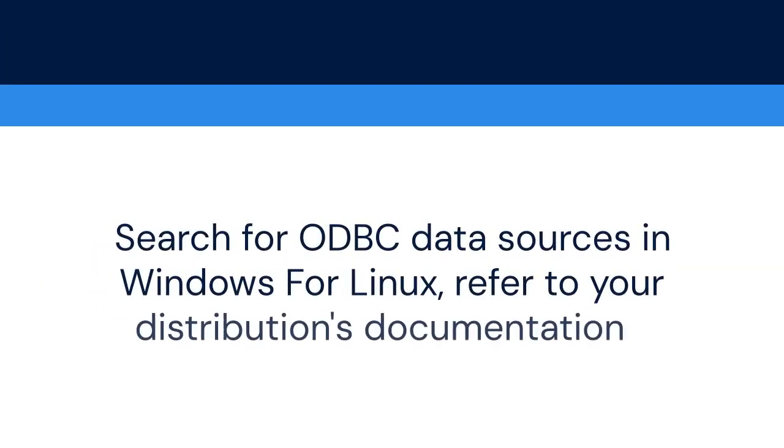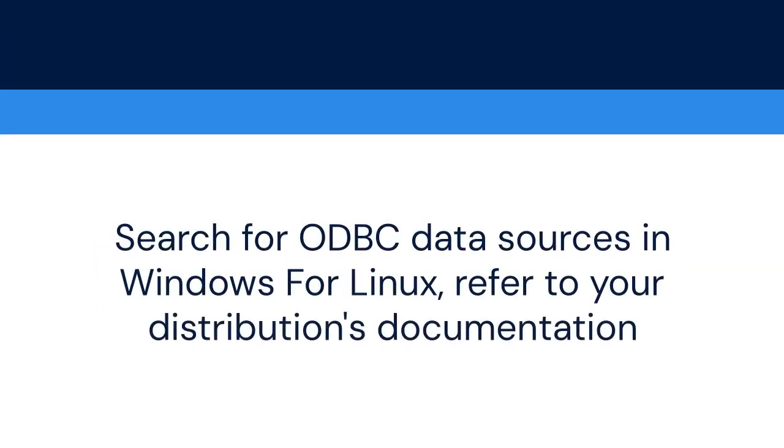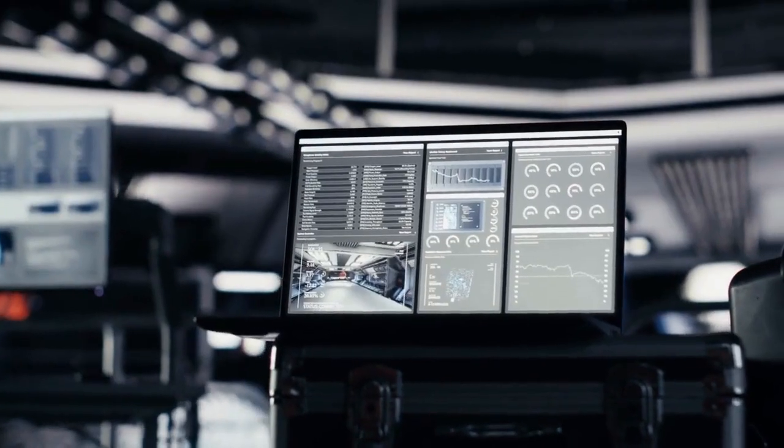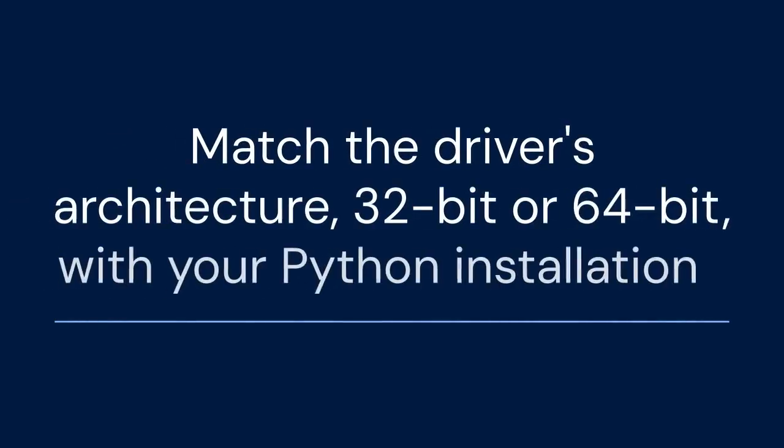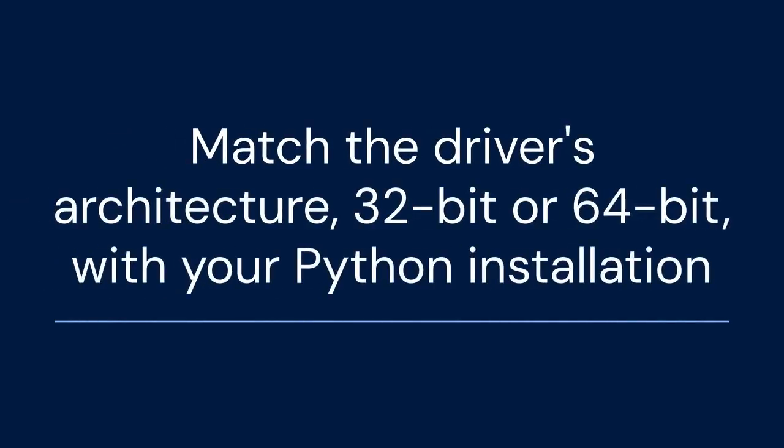Go to your operating system's ODBC Data Source Administrator. You can search for ODBC data sources in Windows. For Linux, refer to your distribution's documentation on how to manage ODBC drivers. If the driver is missing, download and install it from the database vendor's website. Remember to match the driver's architecture, 32-bit or 64-bit, with your Python installation.